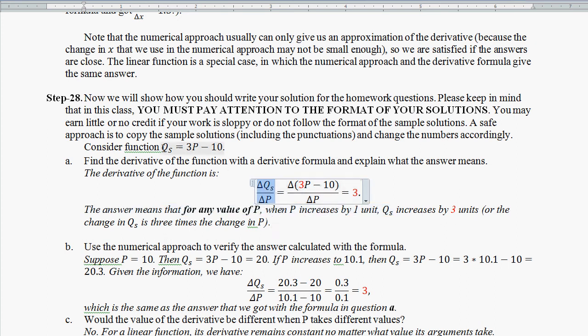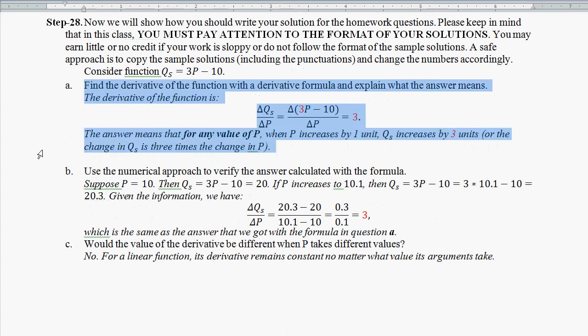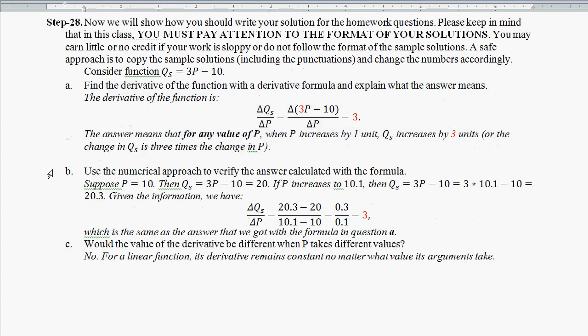Now the question asks us to use the numerical approach to verify the answer calculated with the formula. Okay, first we choose a value for p, the input variable. Let's say it's 10. If you want to, you can set it to 20, 30, that's fine. If p is equal to 10, then QS, the output, is 20. Let p increase a little bit to 10.1. In other words, it increases by 0.1. Then the new value of QS is 20.3. Do the calculations yourself.